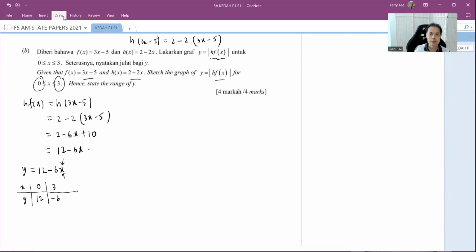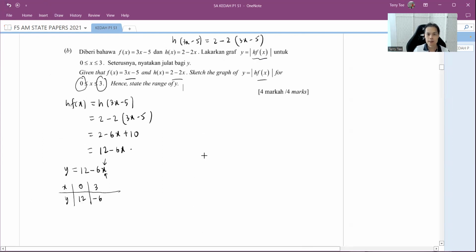Let me draw nicely. Let me use the ruler tool. Okay, let's put it slightly to the left because we start from 0. And then we go 12 a little bit higher. So I'm going to draw this way across, 12 a little bit higher.